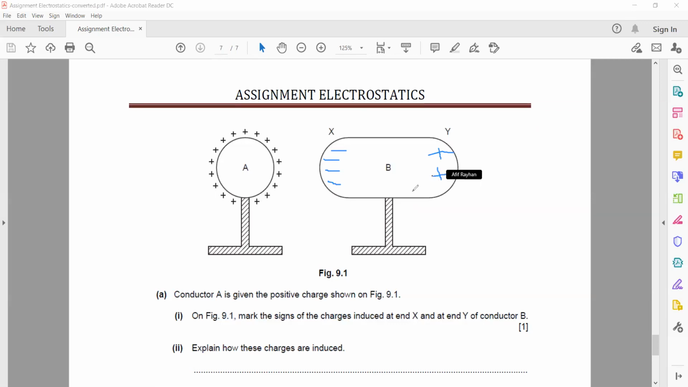So Y will be positive, and it should be equal in number. If you are making 4 negative, it should be 4 positive. Explain how these charges are induced. So you have to explain this process, how this happened.